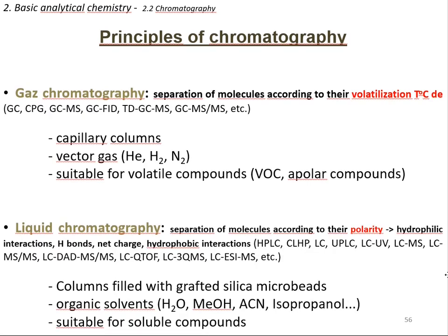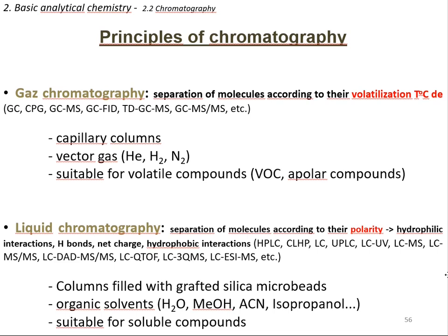In gas chromatography, we separate molecules according to their volatilization temperature. The different abbreviations we will find are GC, CPG, GCMS, GCFID. We use a capillary column and a flow of vector gas, which can be helium, hydrogen, or nitrogen. And it is very suitable for volatile compounds, mostly apolar compound or volatile organic compounds, but also for polar compounds after derivatization, which means after a chemical transformation that makes them volatile at lower temperatures.